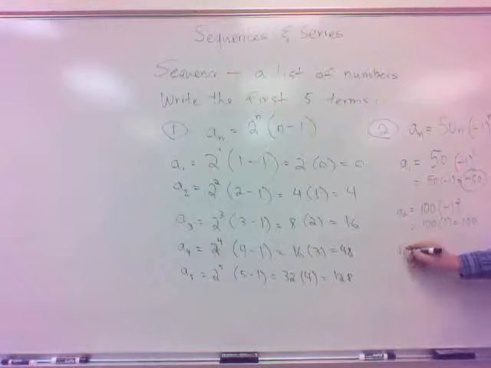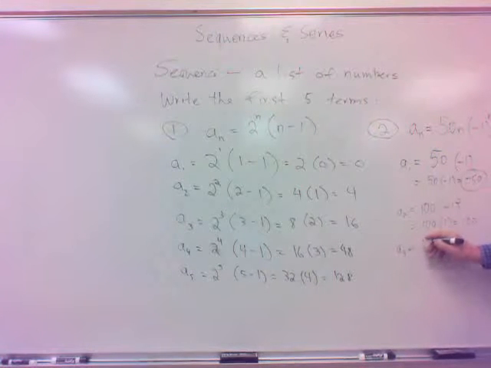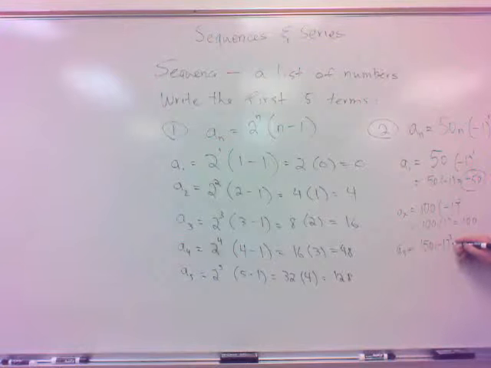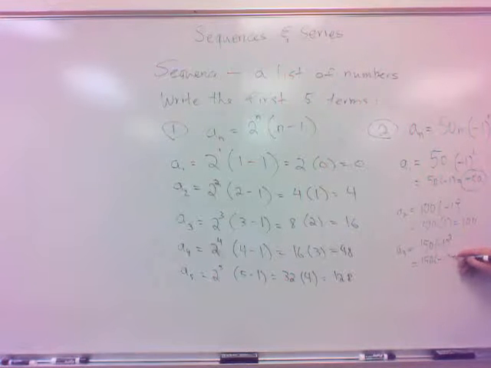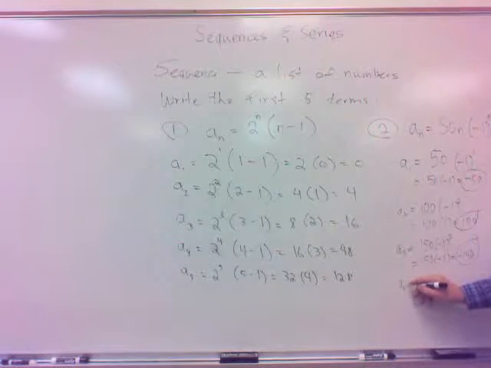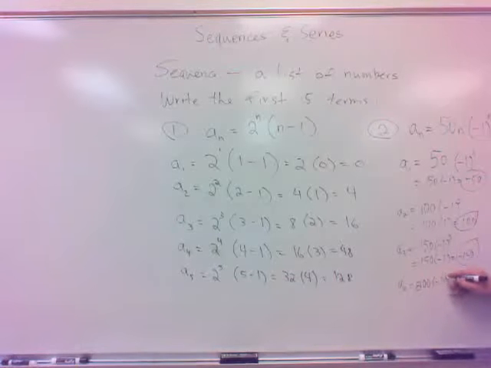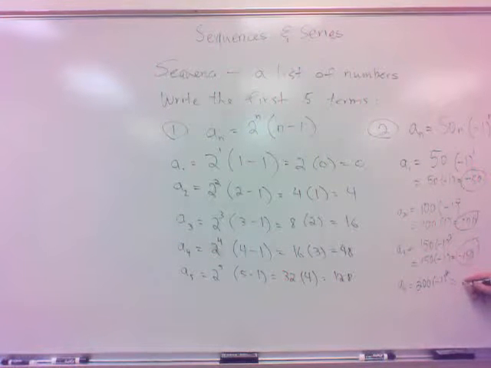Guess what happens on a sub 3? Well, a sub 3, we got 50 times 3, which is 150, times negative 1 to the third. But negative 1 to the third, we're back to negative 1. So that's 150 times negative 1, so that's back to a negative number, negative 150. A sub 4, well, 50 times 4 is 200, but negative 1 to the fourth power, we're back to a positive 1, aren't we? So that's 200, so we're positive 200.